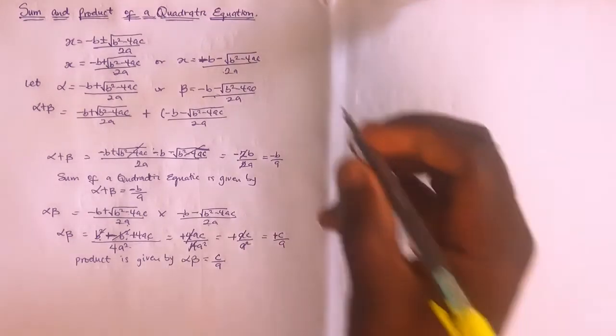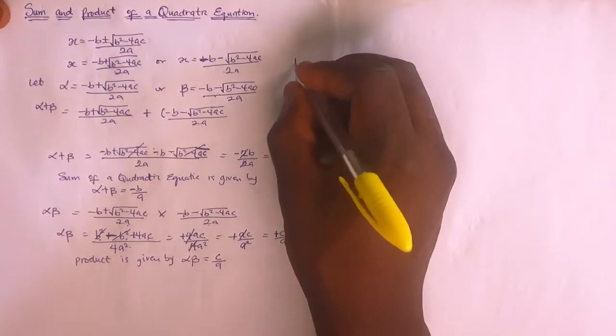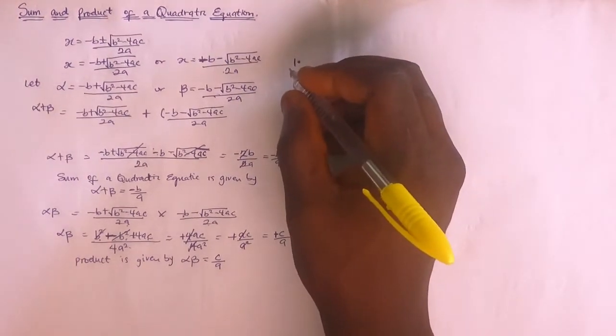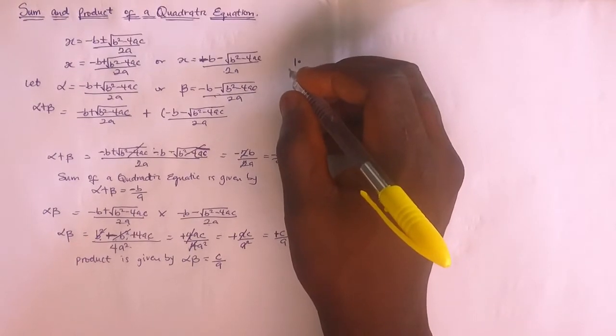Don't worry. Now the first question I'm having here is: find the sum and product of the roots of each of the following quadratic equations.